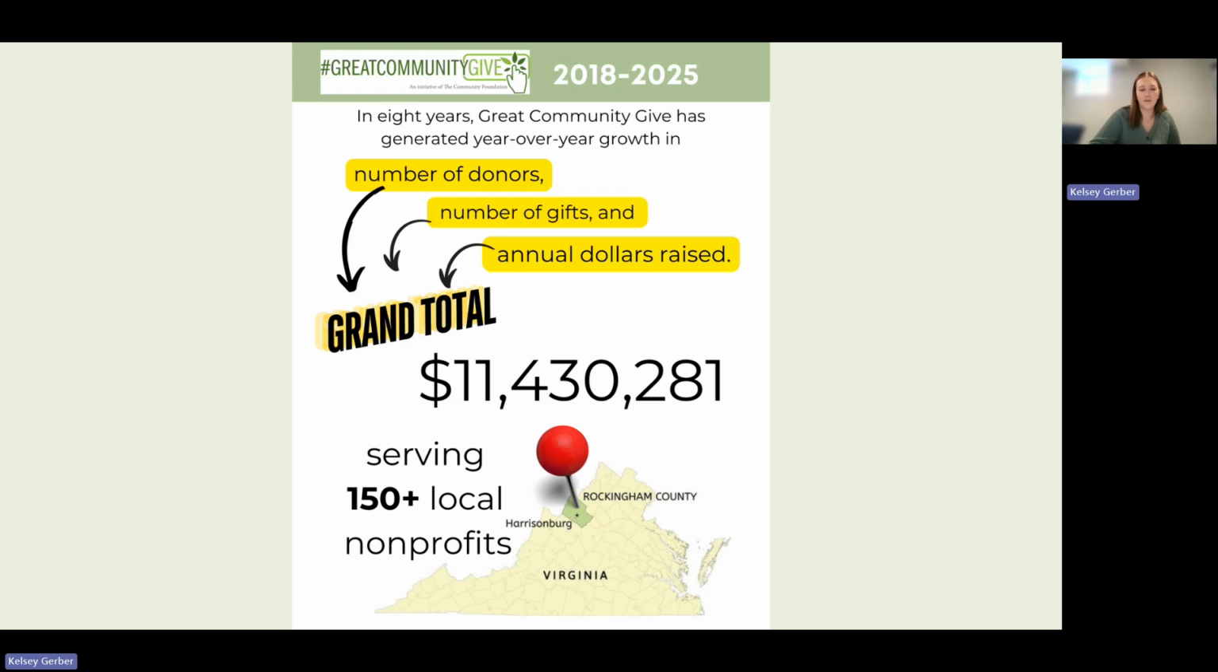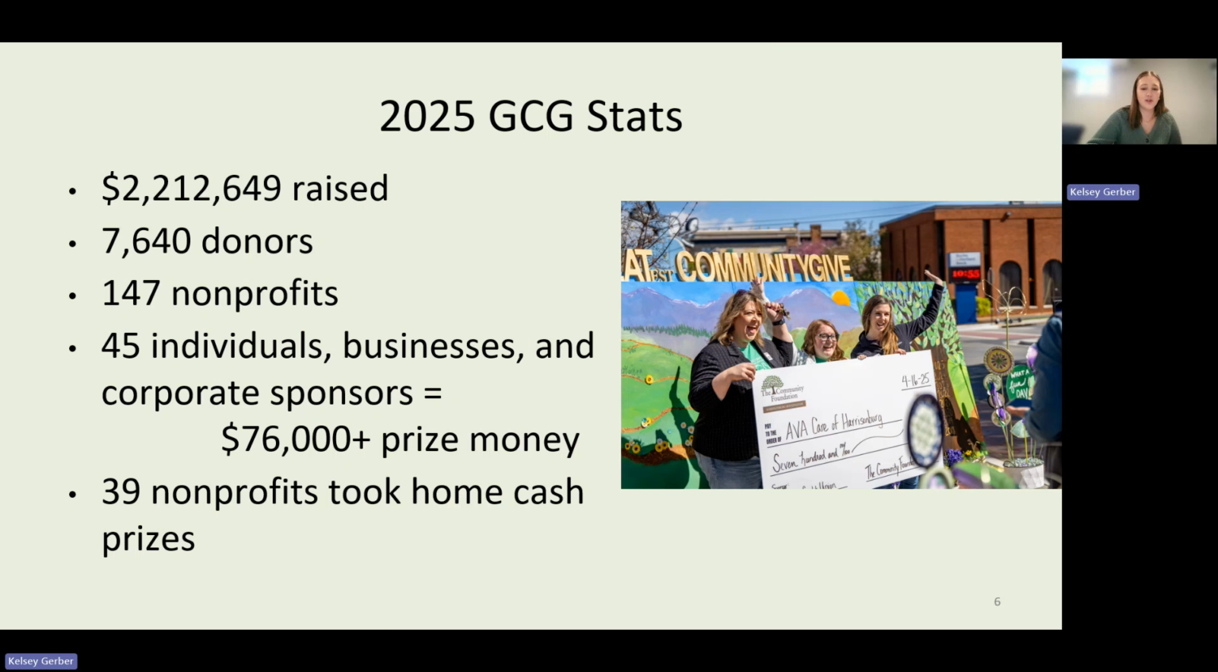You may have seen this graphic before. This just gives a little information about what we have done collectively over the past 8 years since the establishment of the Great Community Give. So in total, we reached a really big benchmark during last year's Great Community Give of reaching that 10 million mark. And by 8 p.m. of last year's Great Community Give, this event has raised over $11 million for over 150 local nonprofits. So it's a really big impact over the past 8 years, and it just keeps growing, which we're really excited about and looking forward to.